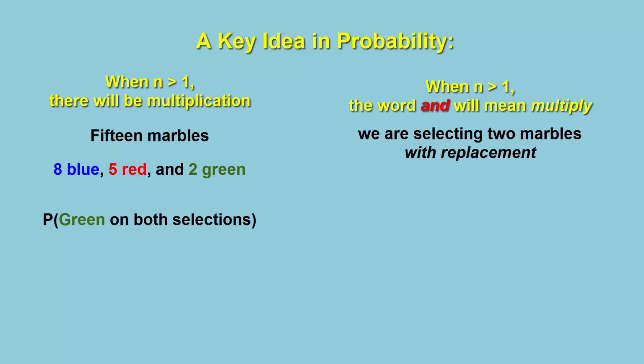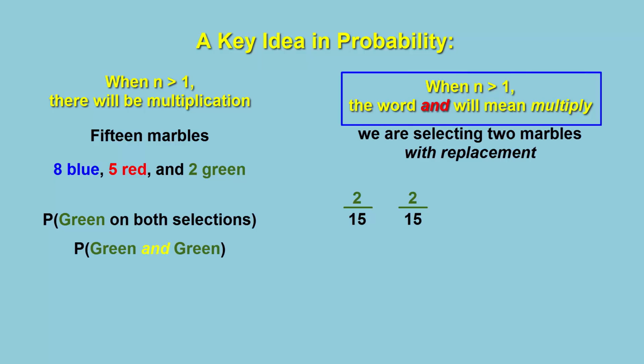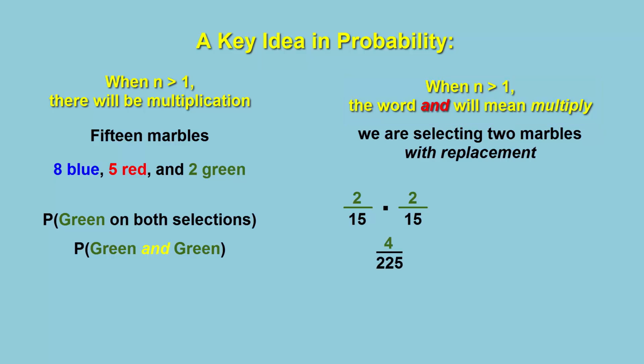Now find the probability of getting a green marble on both selections. The probability of green is 2/15 the first time and 2/15 the second time. We can translate the idea of getting 2 greens into a statement that uses the conjunction and, which implies that we multiply the probabilities together. Hence, 2/15 times 2/15 is only a 4 out of 225 chance of this happening. This means that if we selected 2 marbles with replacement 225 times, on average we would only witness 2 green marbles on 4 of those 225 occasions.